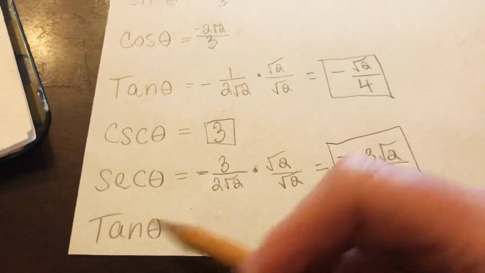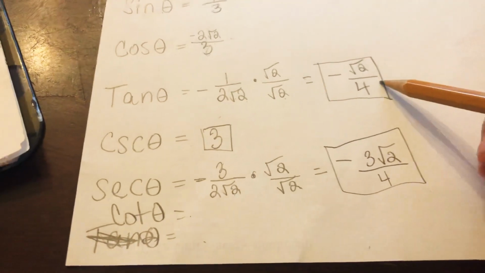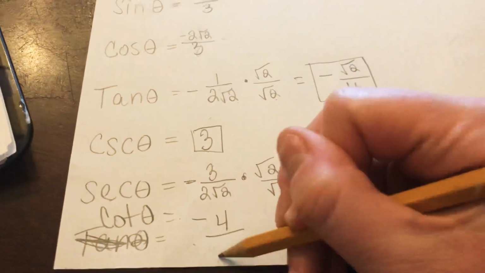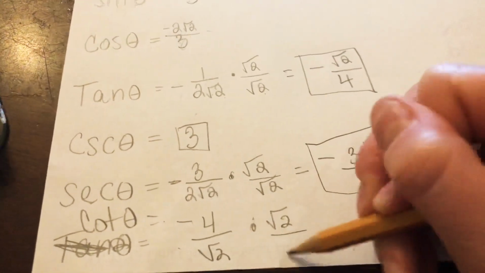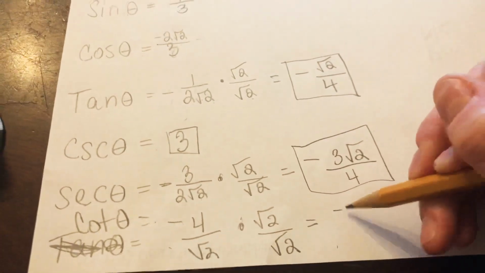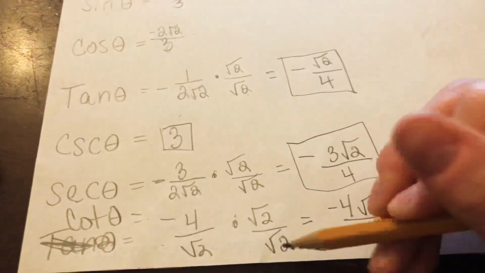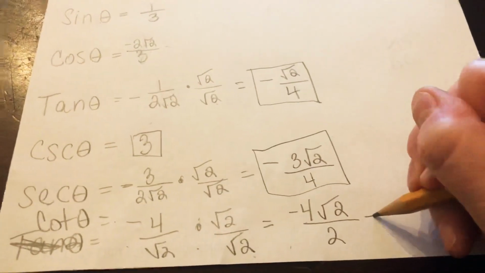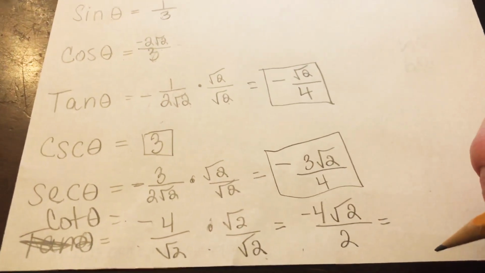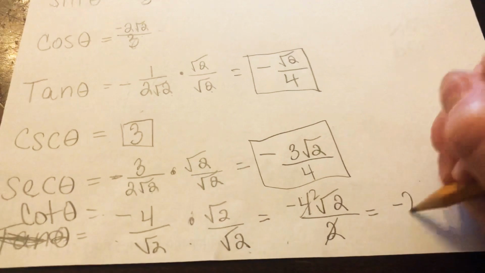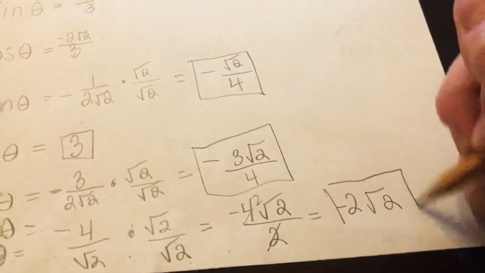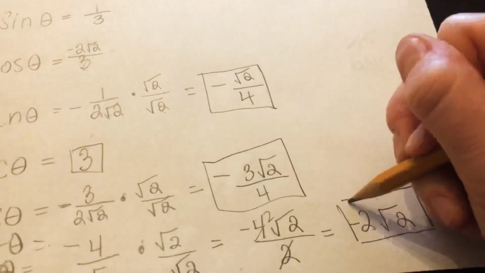Okay, and then last, oh, this should say cotangent. I don't know why it says tangent. Cotangent of theta is the reciprocal of tangent. So it's going to be negative 4 over radical 2. Again, I need to rationalize by multiplying by radical 2 over radical 2. That gives me negative 4 radical 2 over 2, which can still be simplified. I can divide by 2, so the 2's cancel, and I get negative 2 radical 2, which is negative radical 8 if you never simplified.